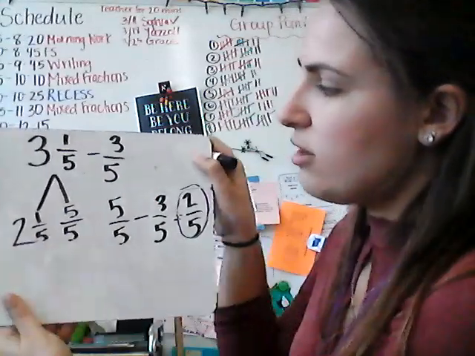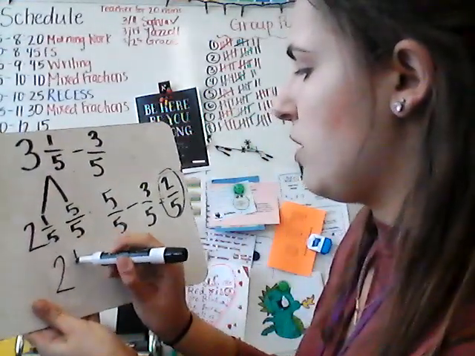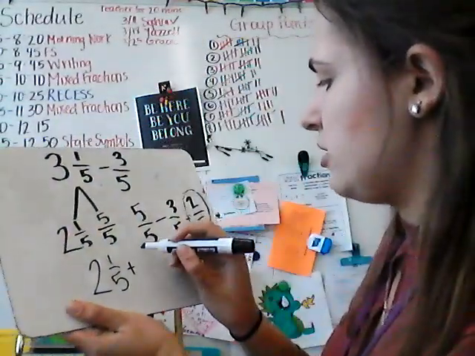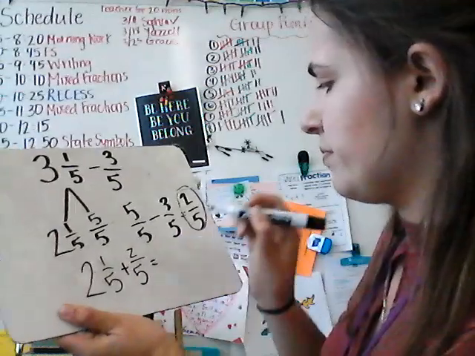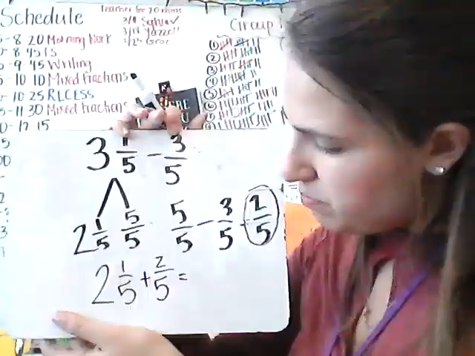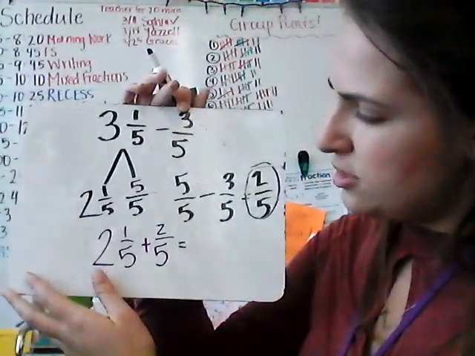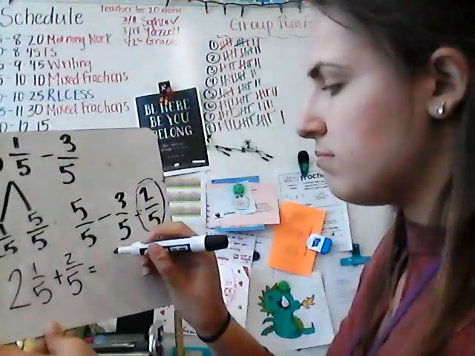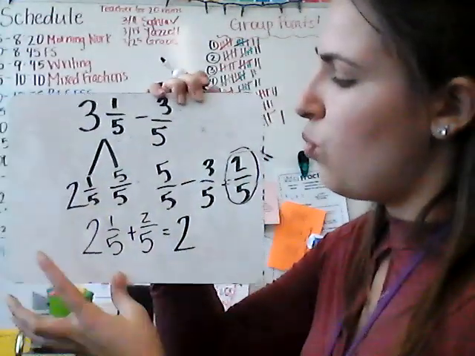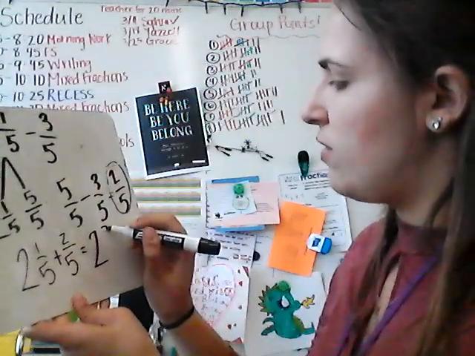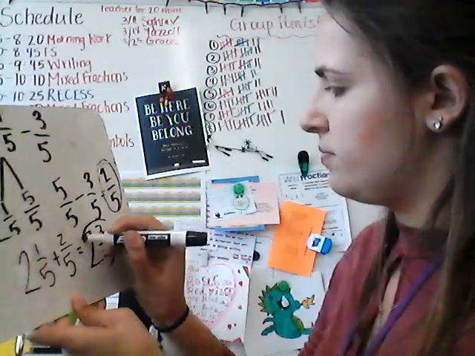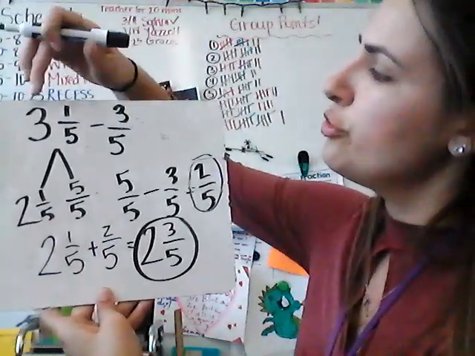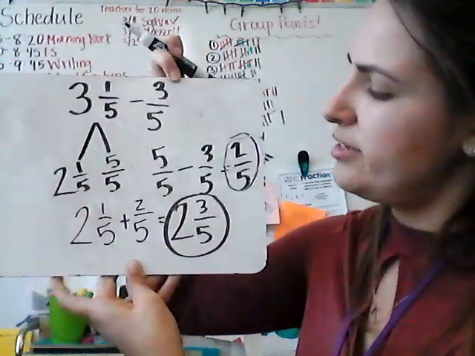So we're now going to add together 2 1/5 plus 2/5. And in this case, pretty simple to add the like units. We don't have any ones over here, so 2 ones plus 0 ones. We're going to end up with 2 ones. 1/5 and 2/5 is going to give us 3/5. So our answer to 3 1/5 minus 3/5 is 2 3/5.